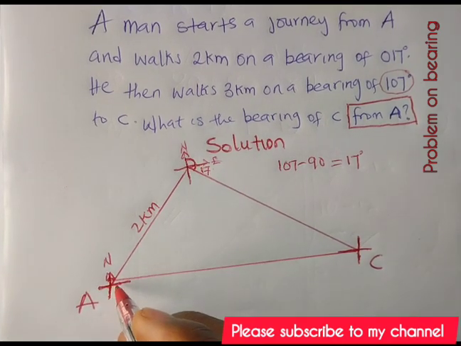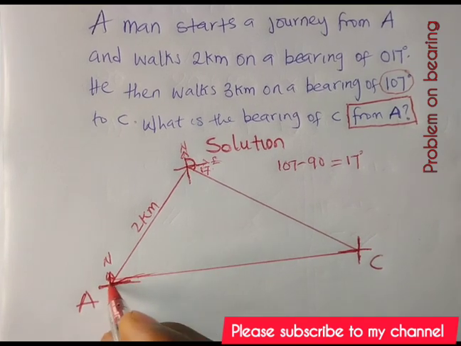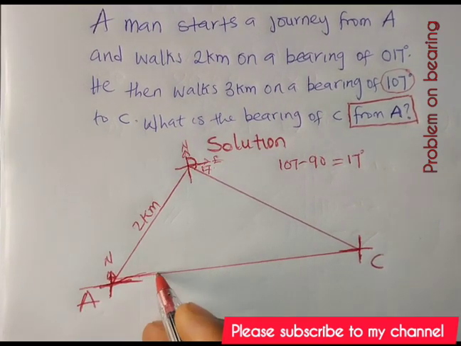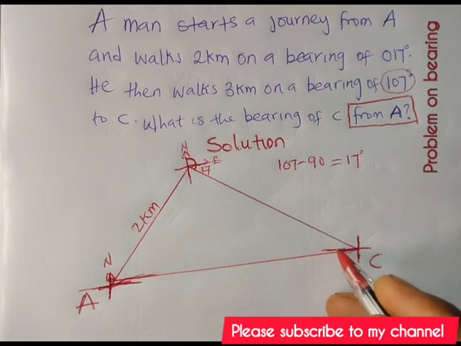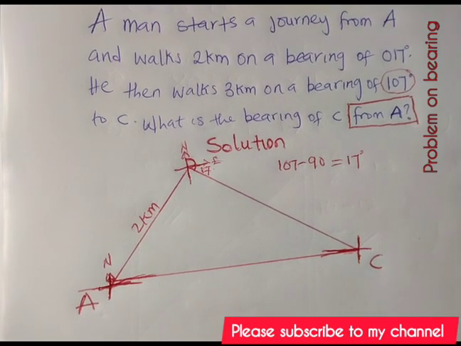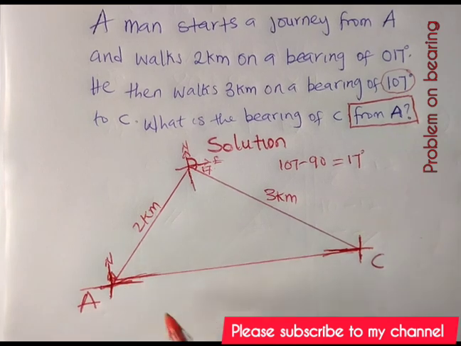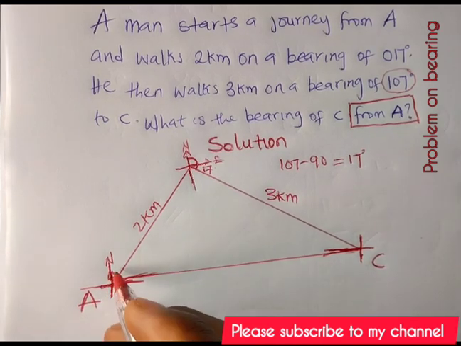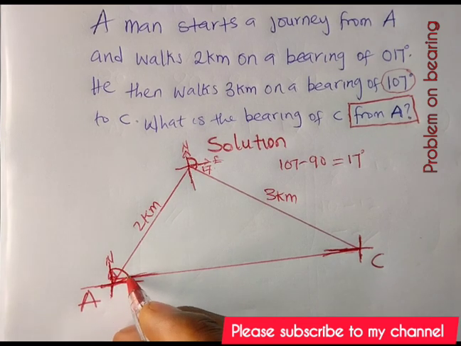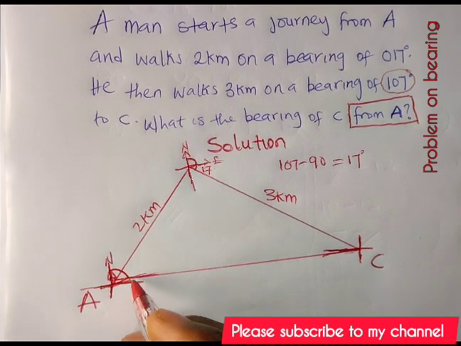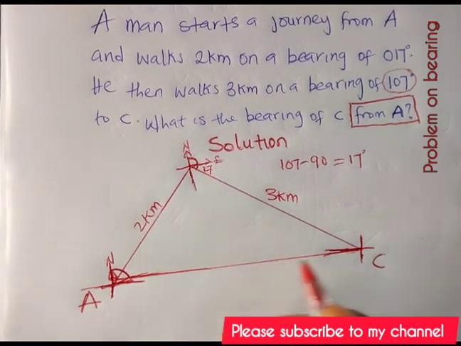Take note that this movement is not on this line. This is the eastern line, so it is a little above it, and this one is not on the western pole, it is a little under it. Recall that we are looking for the bearing of C from A, so we are looking for what angle somebody will move if he wants to go to C from A. So I will come from here to here before I move on this line to get to C.